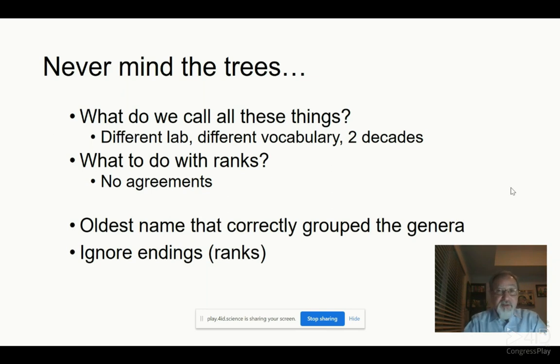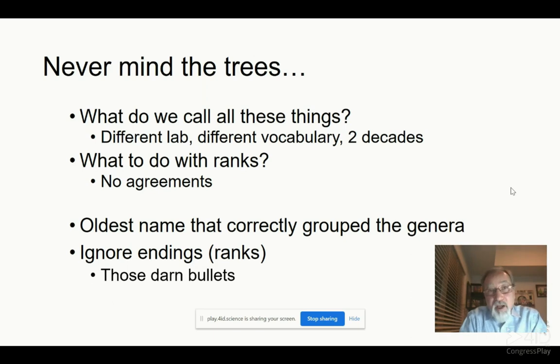So after some time, I think we ended up making a decision that ignoring the endings of the names was the simplest way to retain the name, and not changing the name was important. And we ended up trying to re-identify the oldest correctly grouped genera, and that took some effort by a lot of people to try to refine what these were. And then that's how we ended up with those darn bullets. If anybody knows how problematic they are, I'm the one who has had to format those year after year.